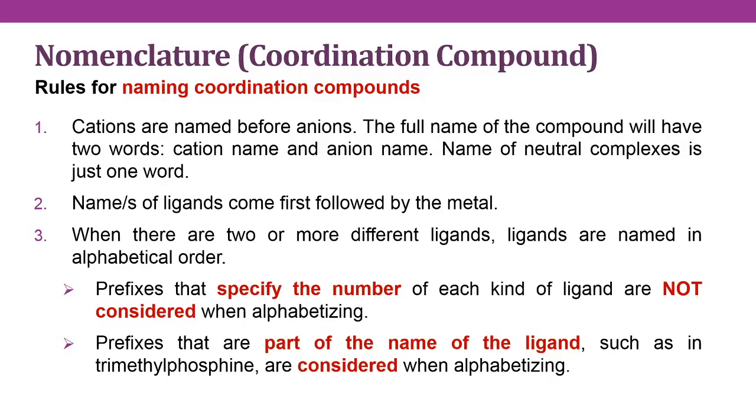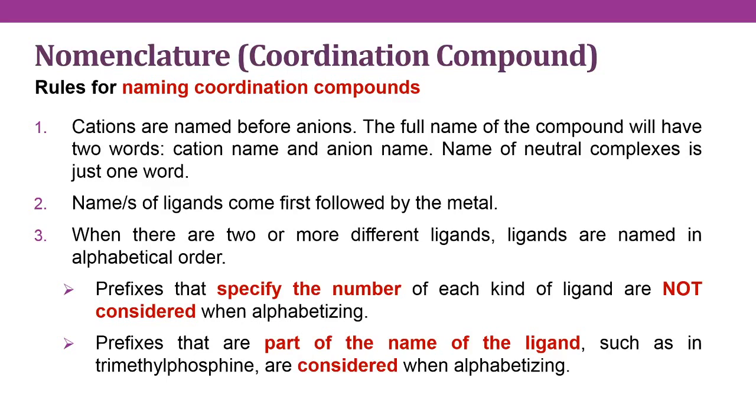So to repeat, you name a compound by naming the cation followed by the anion. If the cation is a complex, you name it by listing the ligands in alphabetical order, followed by the name of the metal, followed by the charge. If the anion is a complex, then you name it by listing the ligands in alphabetical order, followed by the name of the metal with the suffix ate, followed by the charge.